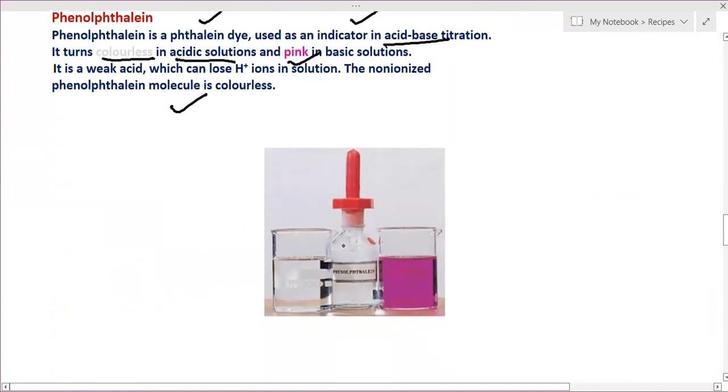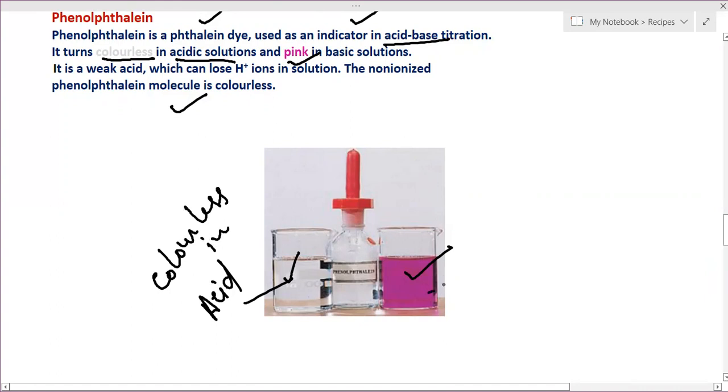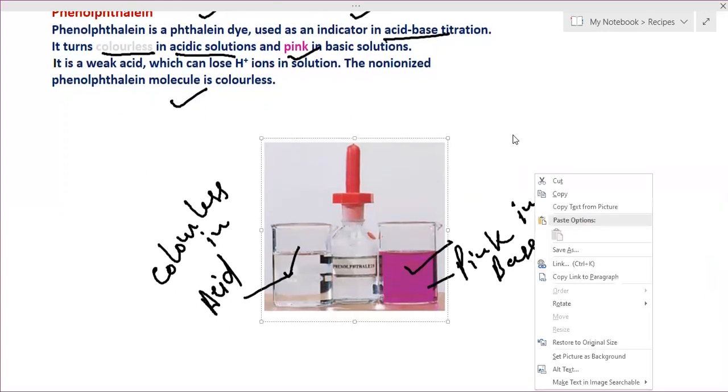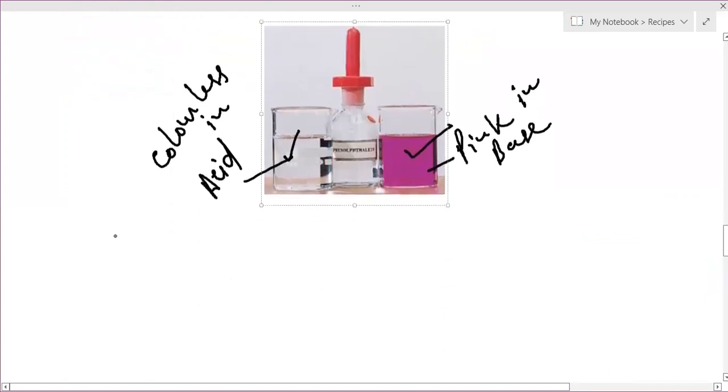See, this is the original picture of phenolphthalein. In acid solution, it is colorless. And in basic solution, it is pink in color. Colorless in acid and pink in base. It shows pink color in base and it is colorless in acid solutions.